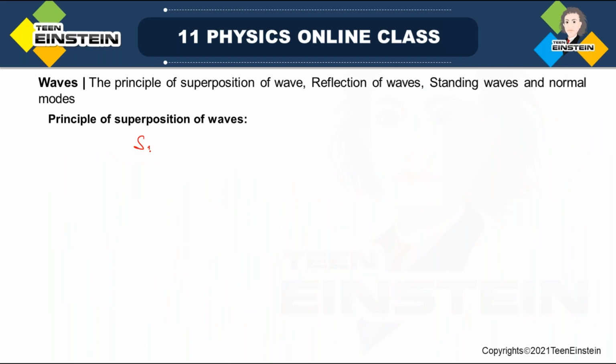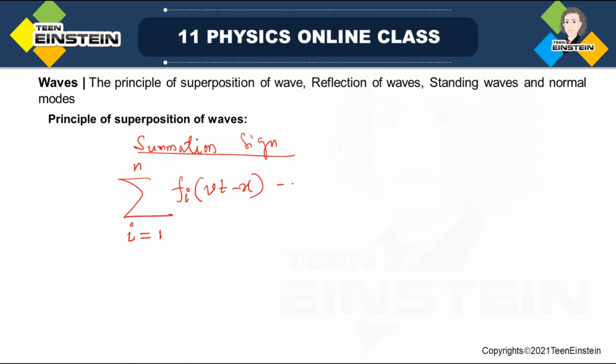This is called summation. This you should learn here, the summation sign. The summation sign is like this, and there should be a limit, suppose 1 to n, f of vt minus x. So if we write this elaborately, each time I'll just increase.